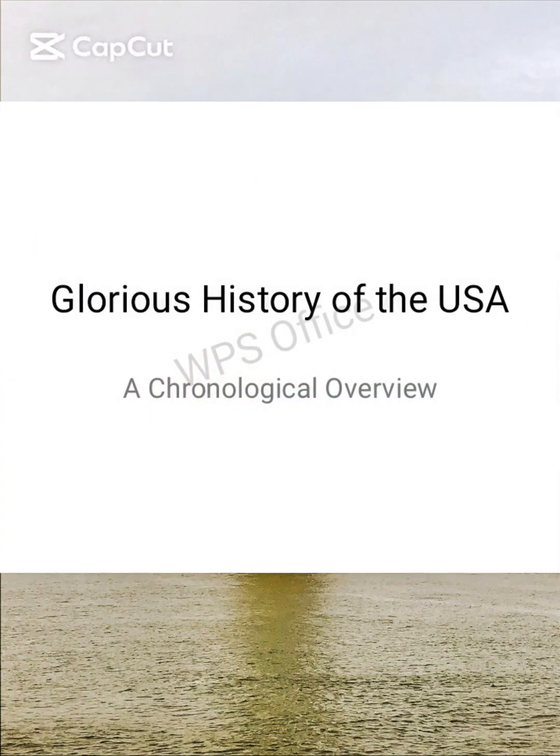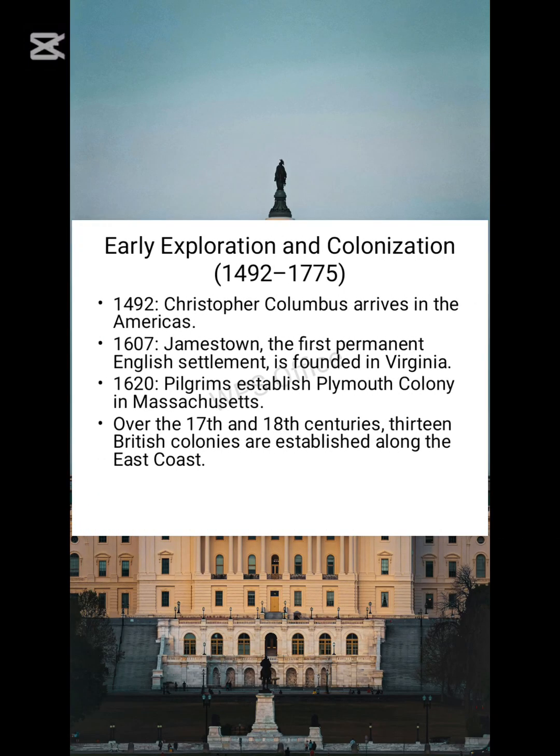A chronological overview of the glorious history of the United States of America. 1. Early exploration and colonization, 1492–1775. 1492, Christopher Columbus arrives in the Americas. 1607, Jamestown, the first permanent English settlement, is founded in Virginia. 1620, Pilgrims establish Plymouth colony in Massachusetts. Over the 17th and 18th centuries, 13 British colonies are established along the East Coast.